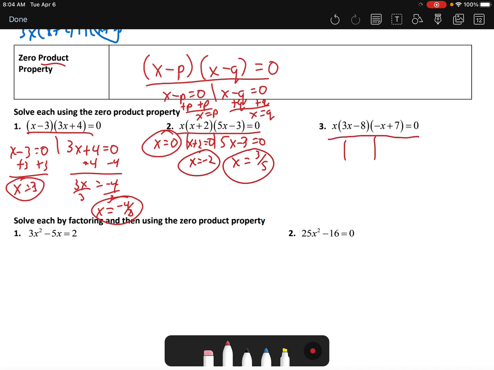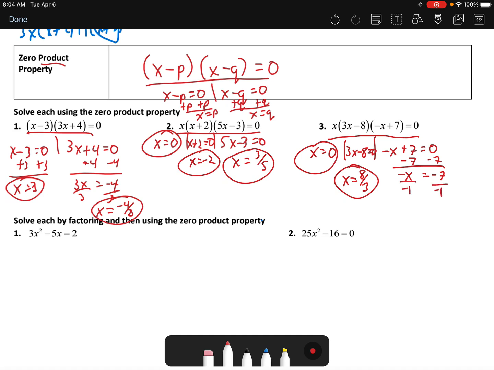And I encourage you to do these on your own first, then check your answers with the video. Okay, so x is 0 again. Now on this one, we would add 8 and divide by 3. Again, show your work if you don't like this. Now this one, I'm probably going to show my work because it's negative x equals negative 7. So we're going to divide by negative 1 and get positive 7.